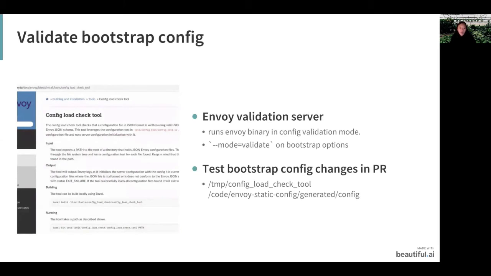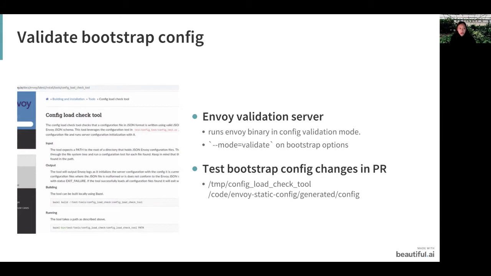Next, to validate the bootstrap config, we make use of a couple of open source tools. The first one I'll discuss is the validation server. This refers to running the Envoy binary in validation mode, which you can set via the command line flag mode. What this does is it takes your binary and your bootstrap config and tries to boot up Envoy without starting workers, but it will go through the server initialization process as far as it can. And if there are no errors, it will exit successfully.